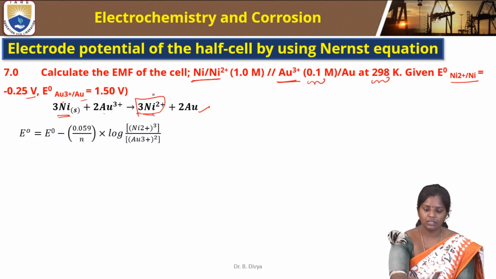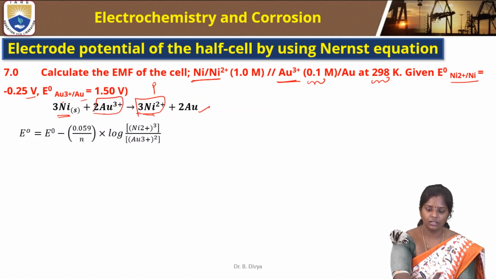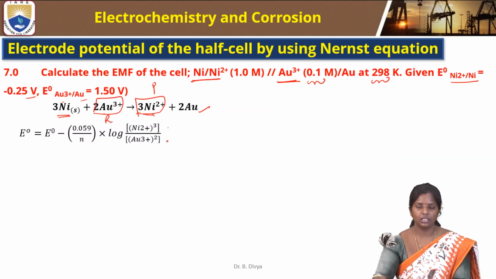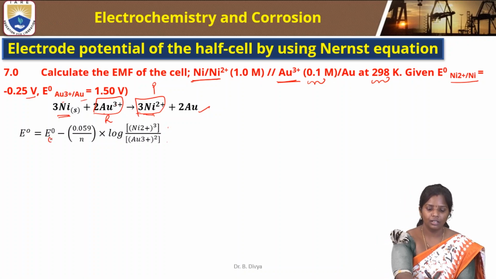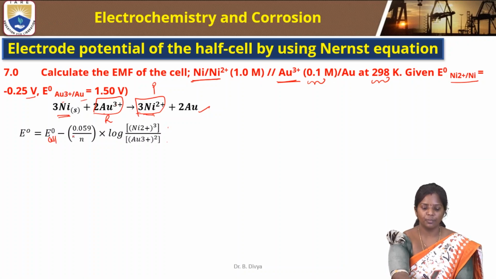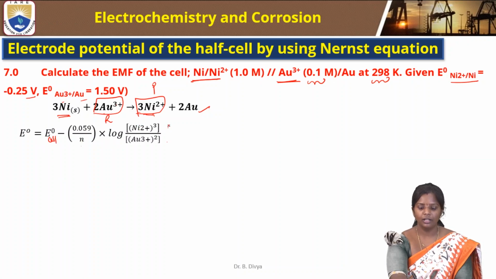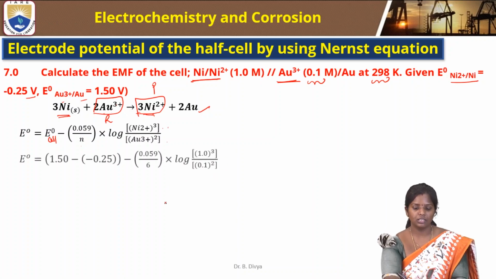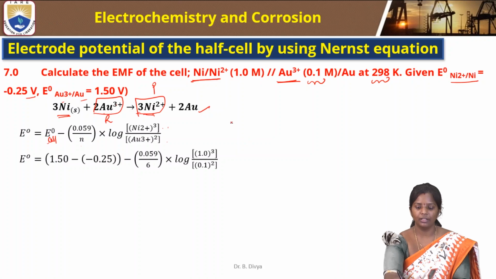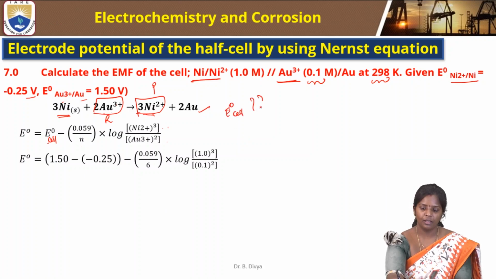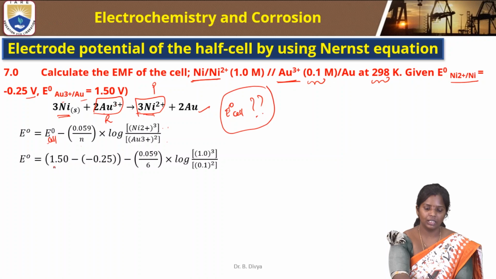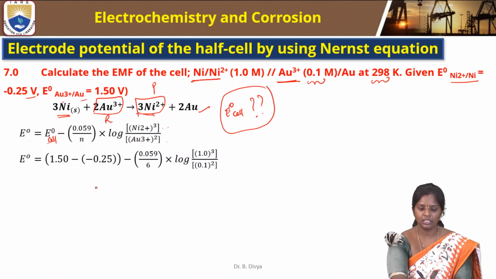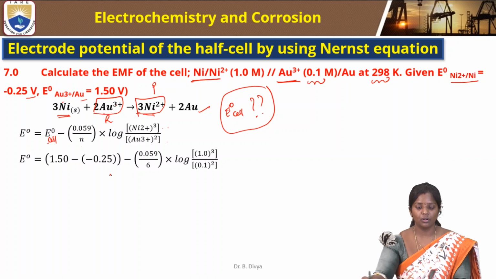This is the product and this is the reactant. Substitute in this equation the activity of products by the activity of reactants. That is nothing but E = E naught cell minus 0.059 by n into log of activity of products, that is, the nickel concentration by the gold ion concentration. Now we also have to understand that E naught cell is not given, so we calculate that also, like 1.50 minus (minus 0.25).